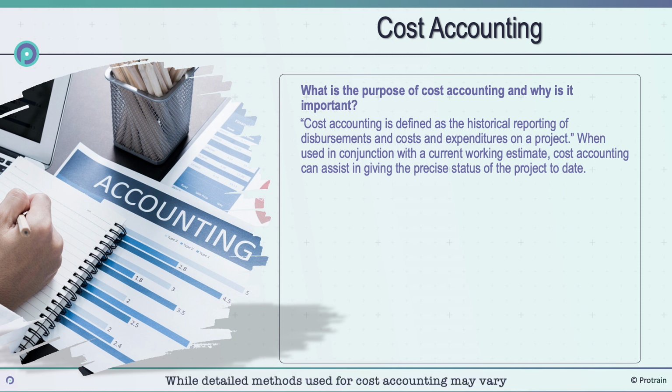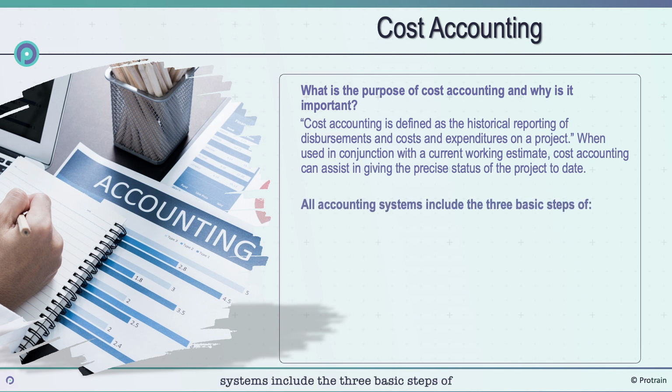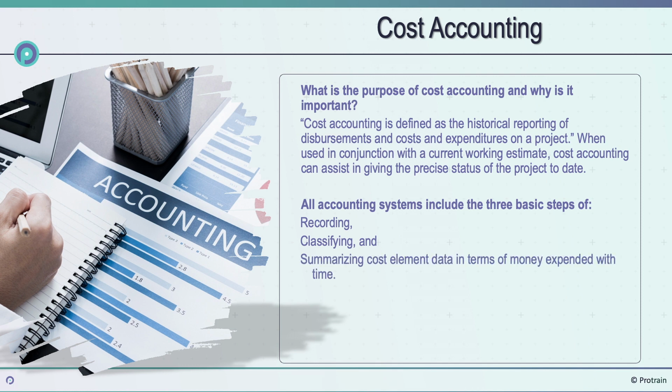assets. While detailed methods used for cost accounting may vary from business to business or from project to project, all accounting systems include the three basic steps of 1. Recording, 2. Classifying, and 3. Summarizing. Cost element data in terms of money expended with time.